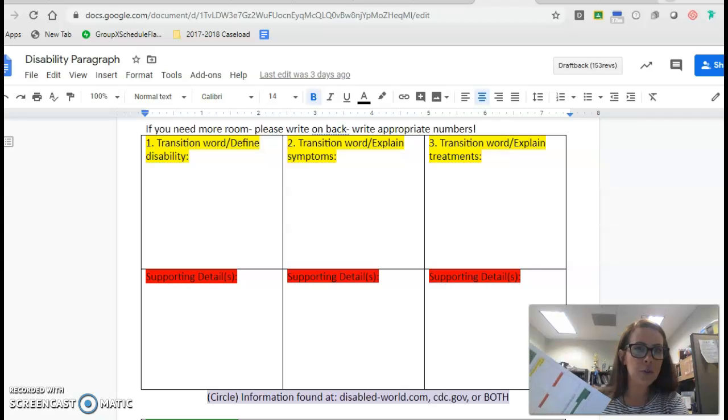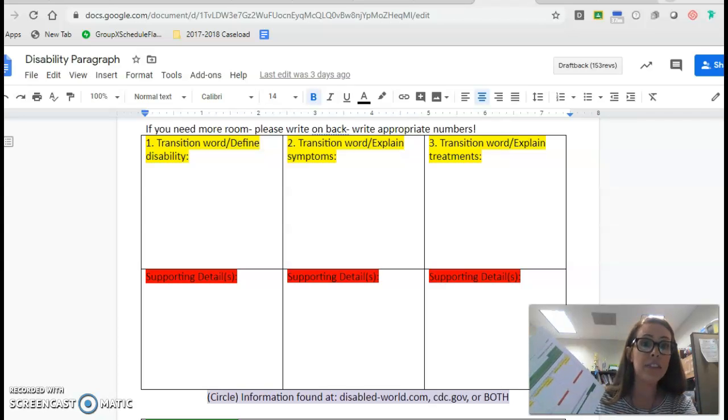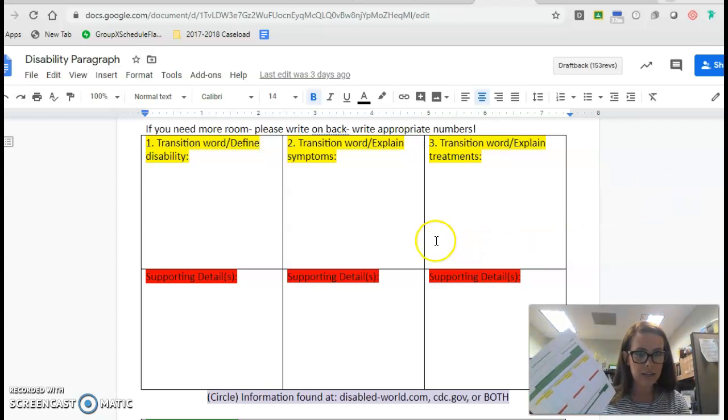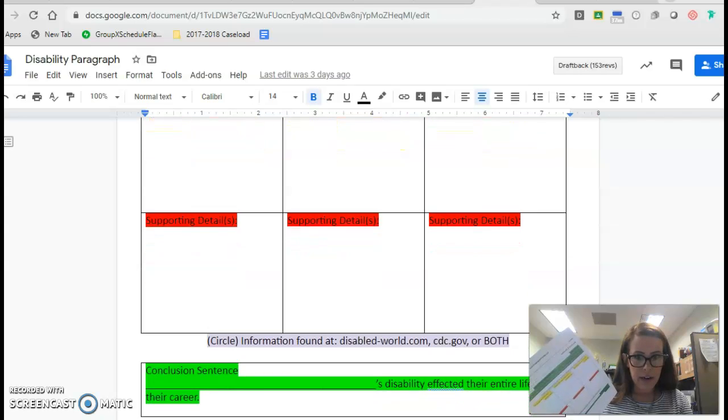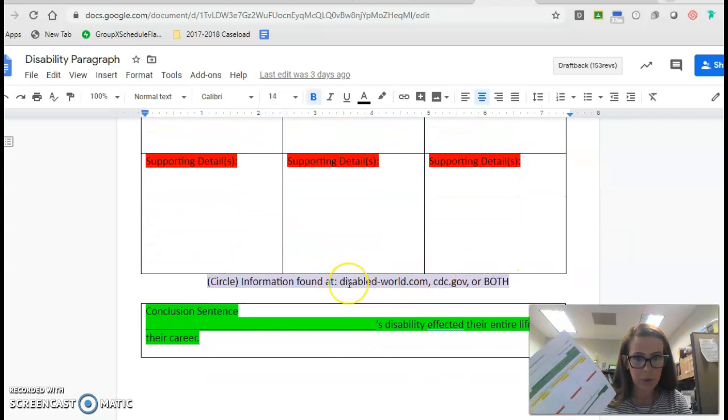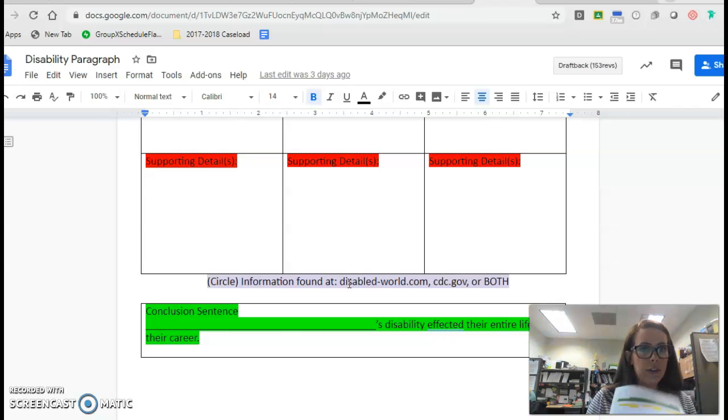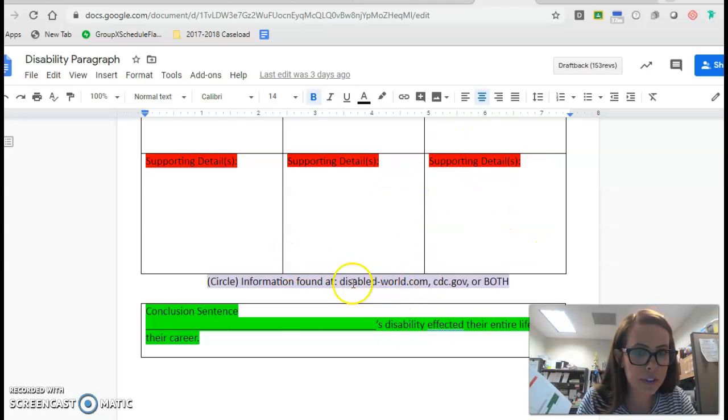For the other two, since you probably have a bunch of symptoms and treatments or therapies, instead of writing 5 sentences in the yellow box, you can spread it out between yellow and red, if that makes sense. Don't forget, underneath, highlighted in kind of purple, you need to cite your source. So you need to circle which website you used for this information, and probably it's going to be notes from both source 3 and 4, so most of you are going to circle both.